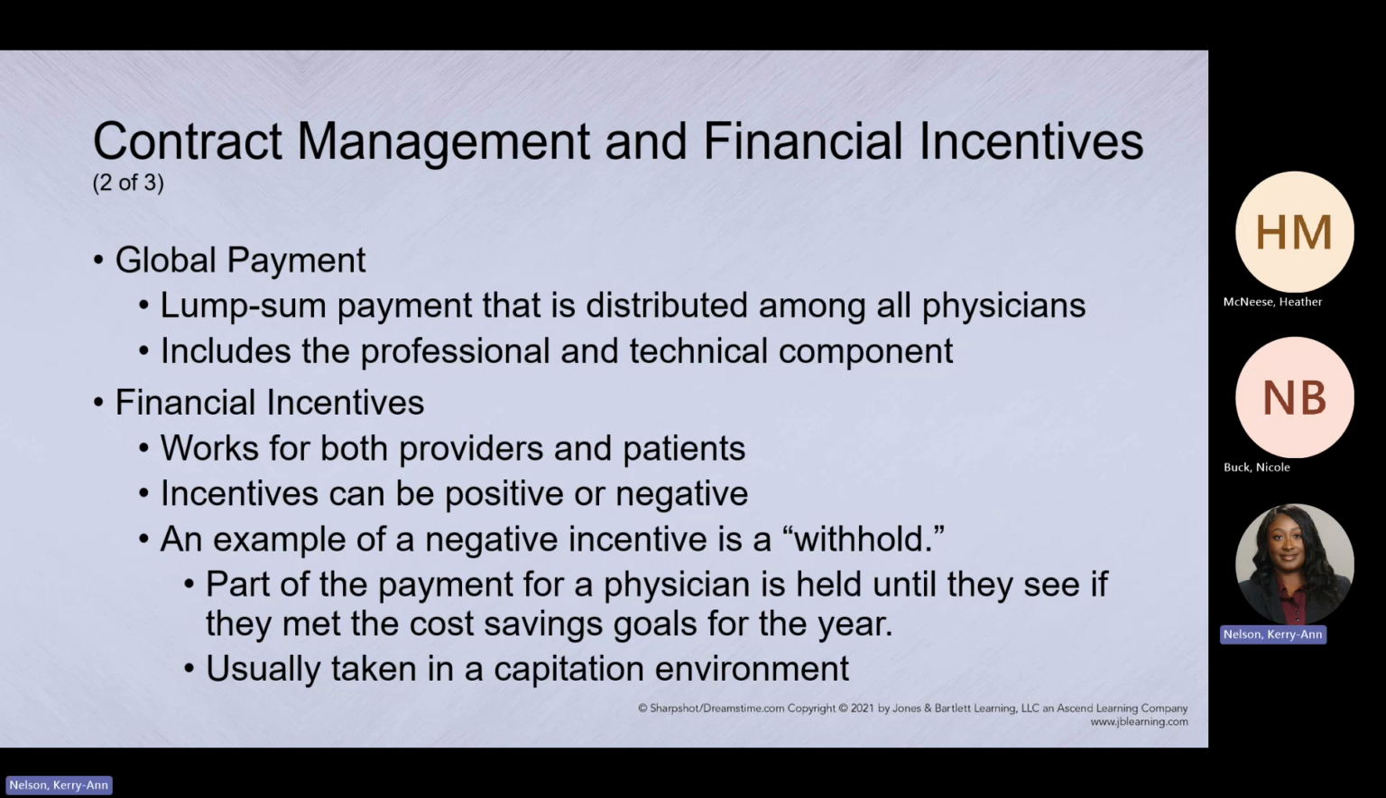There's also financial incentives that work for both providers and patients. These incentives can be positive or negative. An example of a negative incentive is a withhold. So this is where part of the payment for a physician is held until they see if they met the cost savings goal for the year. It's usually taken in a capitation environment.